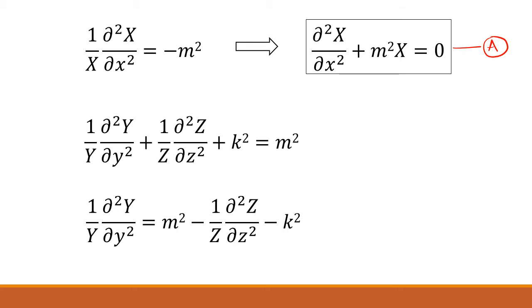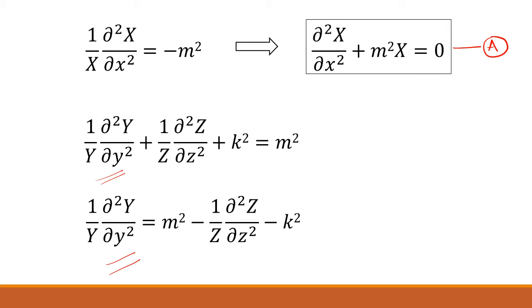Now again, the right hand side of the above equation is what? This total term is equal to m square. Here one part is dependent on y and the other is dependent on z. So what I did is take the z dependent part to the right hand side. In this new equation, the left hand side is only y dependent, while the z dependent term comes to the right hand side.